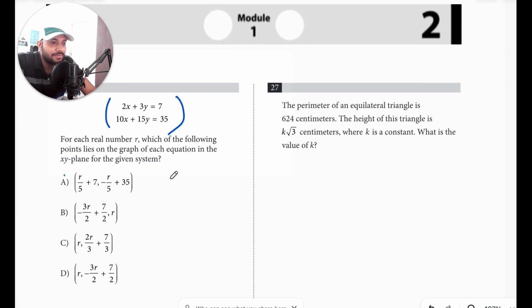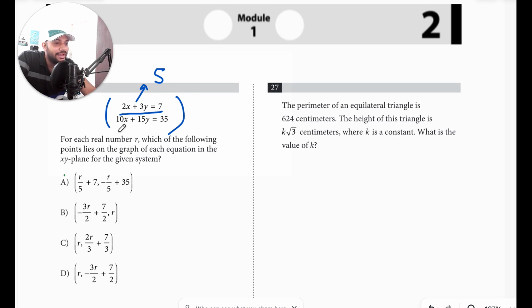So r by 5 plus 7, real number, negative r by 5 plus 35. Okay, let's see, we can solve it directly. 2x plus 3y is equal to 7. 10x plus 15y is equal to 35. If I multiply the top equation with a 5, you can directly see 10x plus 15y is equal to 35. So basically both equations are the same.